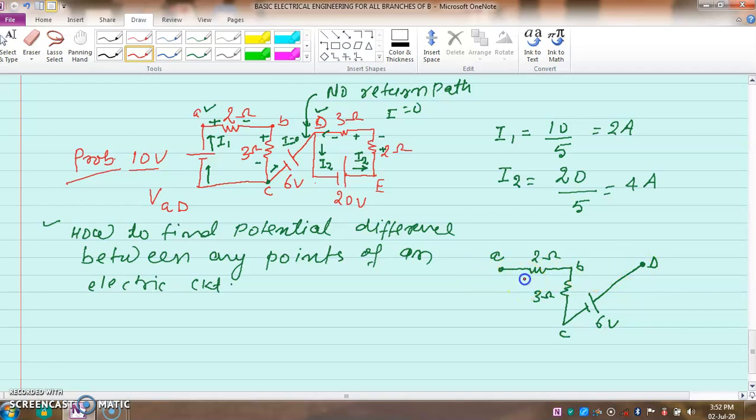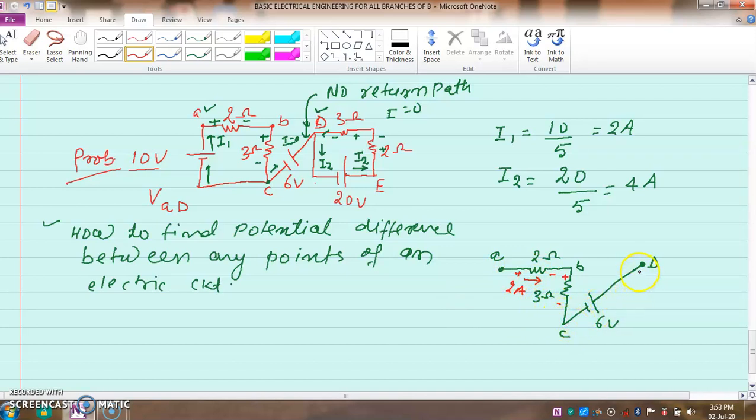Here the current value we have already calculated. What is the value of current? In this element current is flowing 2 ampere. Positive is here, negative is here. Same current is flowing in this element. Positive will be here, negative will be here. So 2 ampere is flowing in 2 ohm. 2 ampere is also flowing in 3 ohm. Now this current goes back here. So I just removed it because I do not want to calculate the voltage. We do not need this element. So I have removed it to understand clearly.